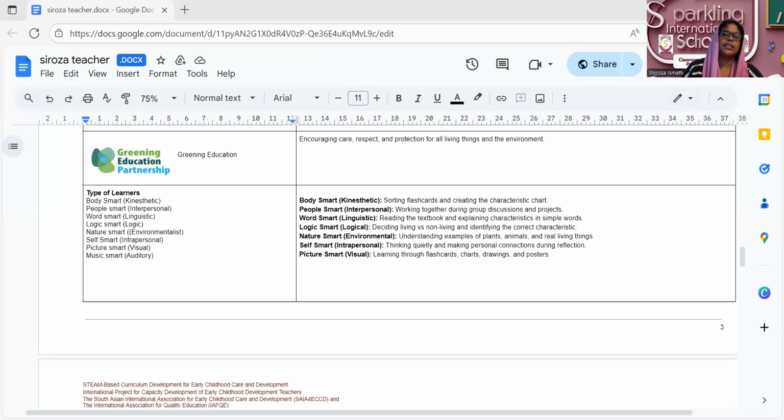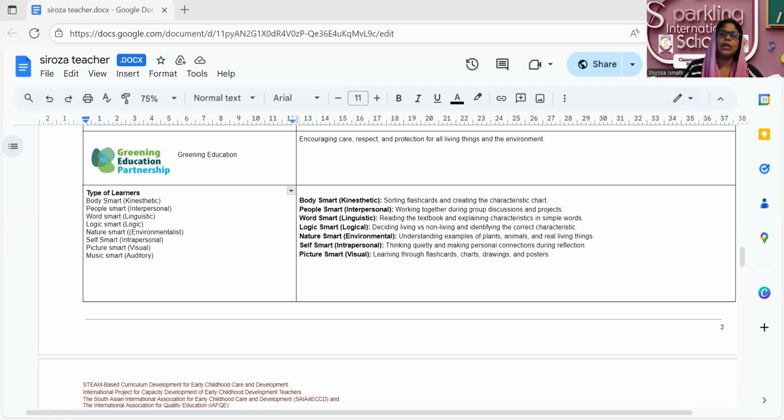For body smart learners, they use a flashcard and they create the poster. They touch and move here and there with the hands-on material. The people smart learners use group work. People smart means students love to learn as a group.